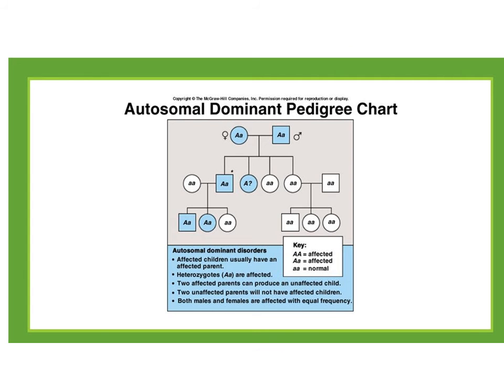All right, so here's an example of the autosomal dominant pedigree. Again, you don't have to write this. It's posted in a couple places. I just want to make sure you know how to follow this and read it. Okay. So here you have your oldest generation. Both the mom and the dad have this dominant trait.